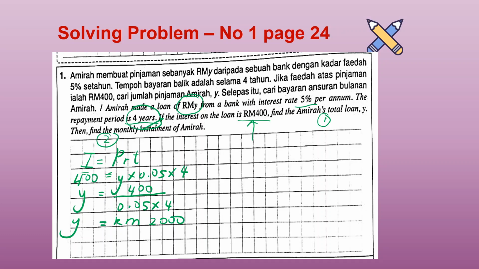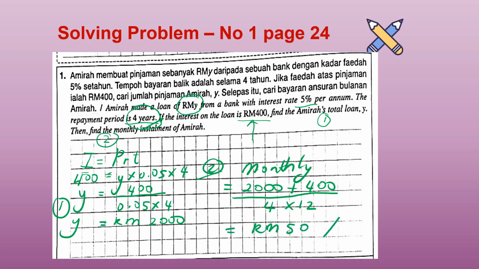Y times 0.05 times 4, so bring that side, it becomes divide. That's why 400 divided by 0.05 times 4. So this is the total loan. She made RM2000. This is the first one, and the second one is monthly payment. The 2000, total payment, you must plus the interest, and then divide by how many months, so 4 years times 12. After you press calculator, you'll get the answer RM50 per month.